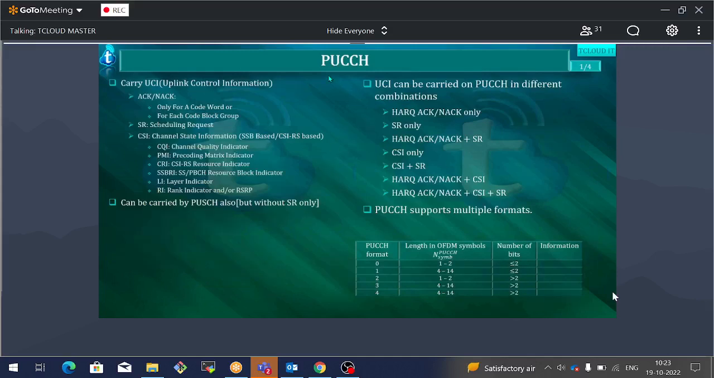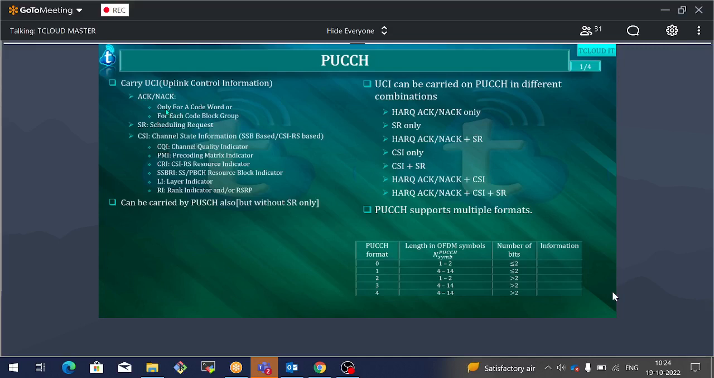Now the next channel that we have to see is PUCCH, physical uplink control channel. What is the purpose of this? As the name itself suggests, it is to carry some control information in uplink direction. What kind of control information would it carry? It would carry ACK or NACK.